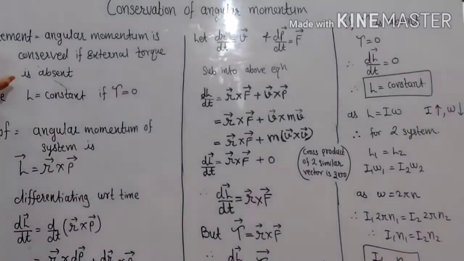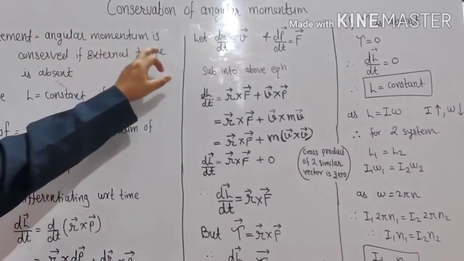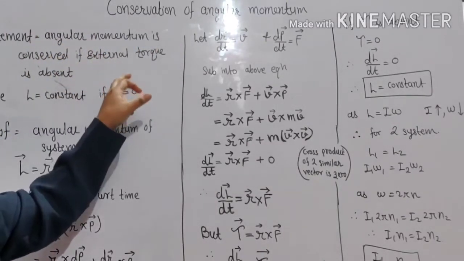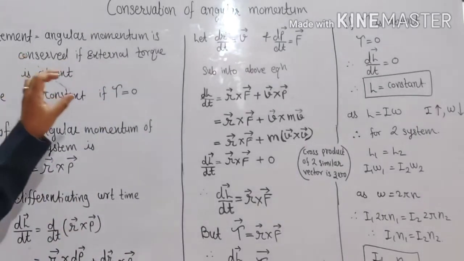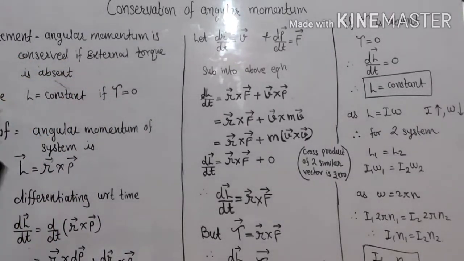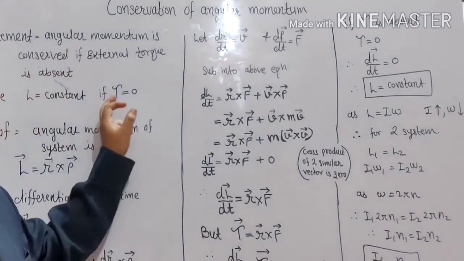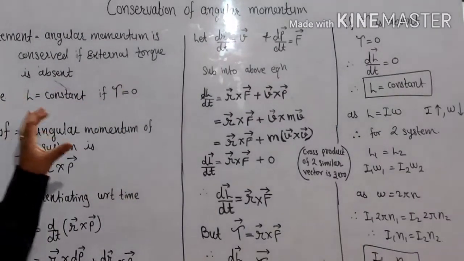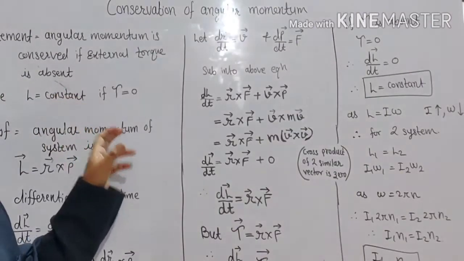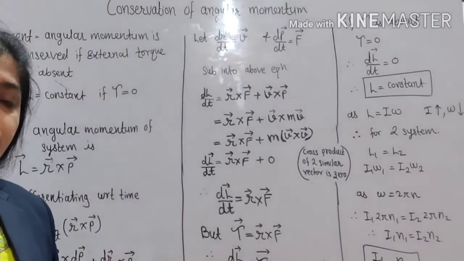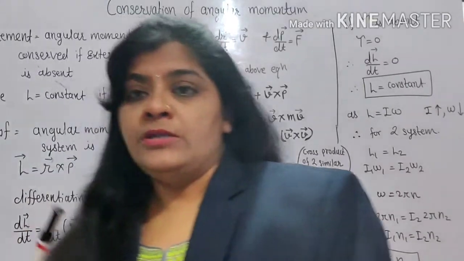The statement of the law of conservation of angular momentum is: angular momentum is conserved if the external torque acting on the body is 0, or absent. Mathematically, L is equal to constant if the torque is equal to 0. Now the proof means we have to prove that L is constant, that angular momentum remains constant if the external torque acting on the body is 0.